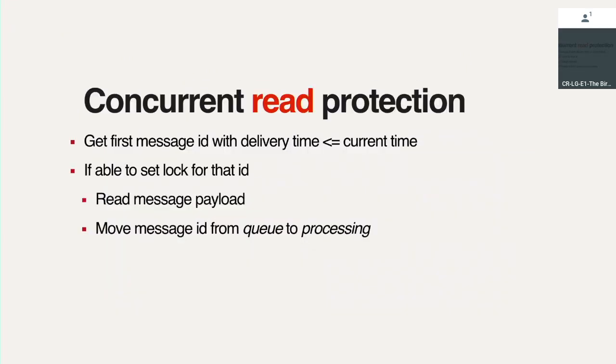So we have kind of concurrent read protection. The process works approximately like this. Get the first message ID with a delivery time that's less than right now off the queue. Try and set a lock for that ID in an atomic fashion based on the instance. And if you're able to set that lock, read the message payload and move that message ID from the queue to the processing queue.